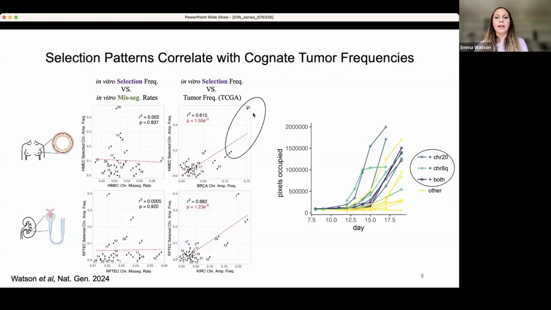So plus 20 is the most common whole chromosome gain in breast cancer. It's also the most common whole chromosome gain in our mammary epithelial cell screens. If you just let diploids grow in culture, they will eventually gain chromosome 20. It has a slight fitness benefit compared to the diploid.